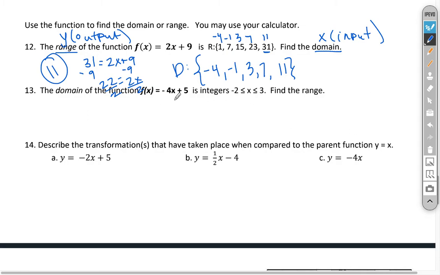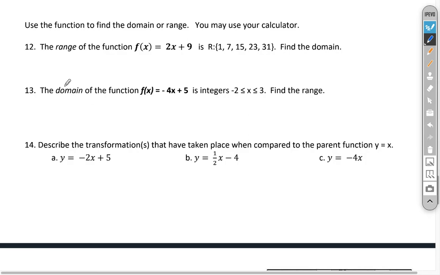Okay, I'm going to erase this since I kind of wrote on the next problem. Now we're given the domain, which is our x value, and we're looking for the range, which is our y value. Notice it gave us our domain in algebraic notation, which is just a range. So we've got -2, -1, 0, 1, 2, and 3, right? All of the numbers between -2 and 3.